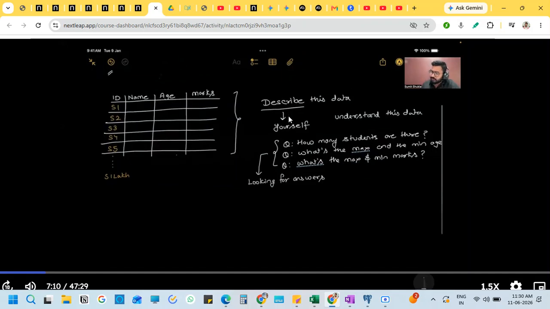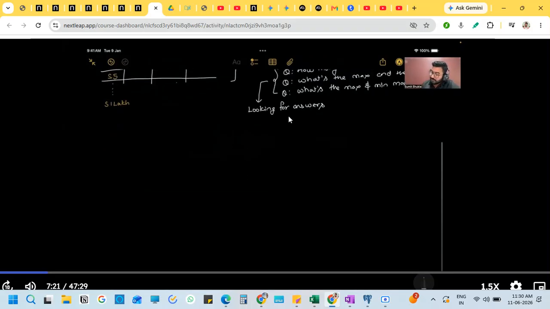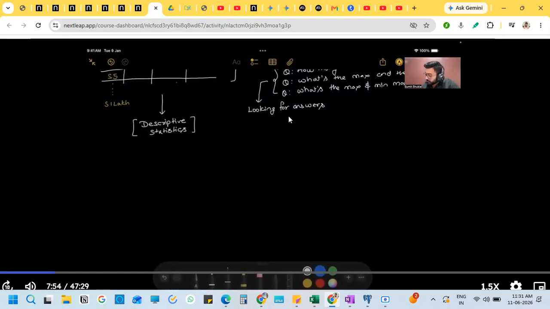So we have the data with us, right? So this is our data. But if I want to find the answer from this data, I need some technique, right? So that is where descriptive statistics will play a very important role. So that is where we'll be using descriptive statistics. If you carefully observe the word, descriptive statistics, it's descript, which basically means describe.